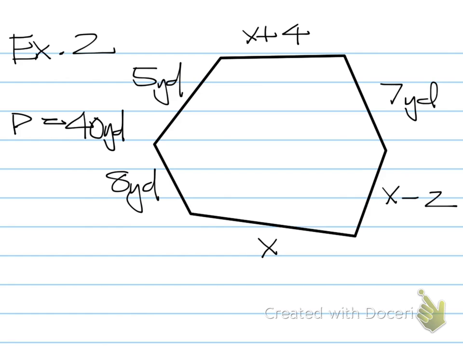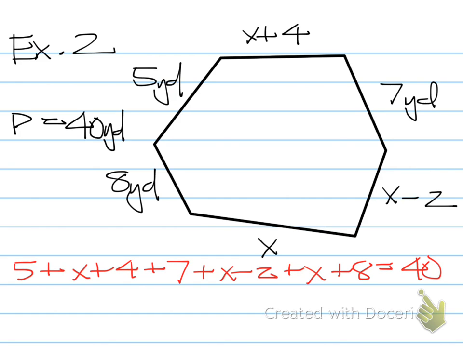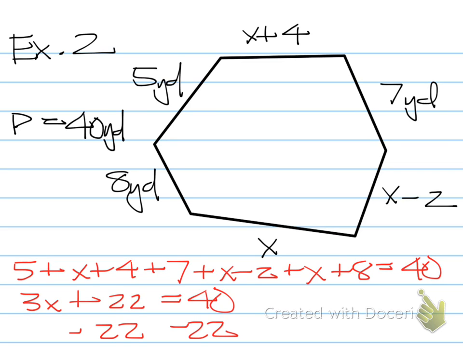Again, for this polygon, we're told that the perimeter is 40 yards. So we're going to set 40 equal to the sum of all the sides. When we combine all the like terms on the left side of the equation, we get 3x plus 22. And then we're going to subtract 22 from both sides, and then divide both sides by 3. X equals 6.